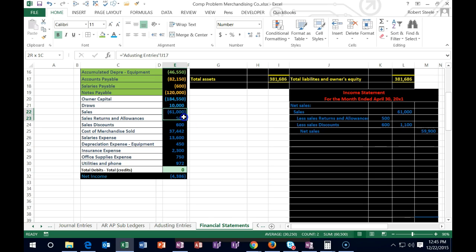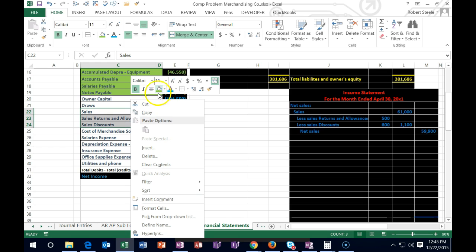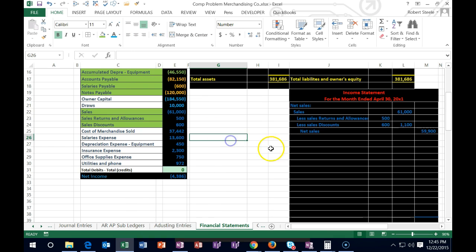1,000 credit to sales minus the contra accounts for returns and allowance minus the discount, which is the 59,900. We have now found a home for these three numbers on the income statement. I'm going to make those highlighted, and that was done with that.